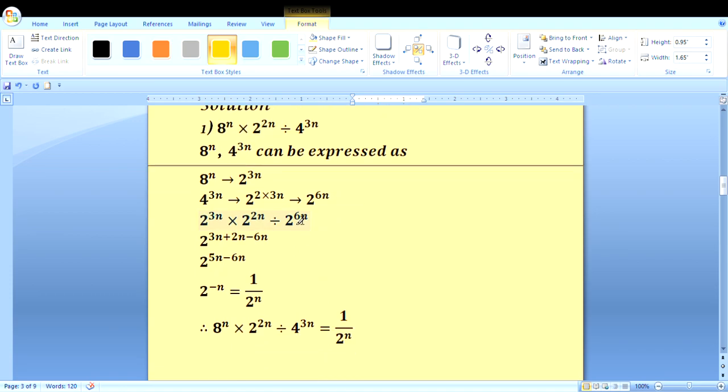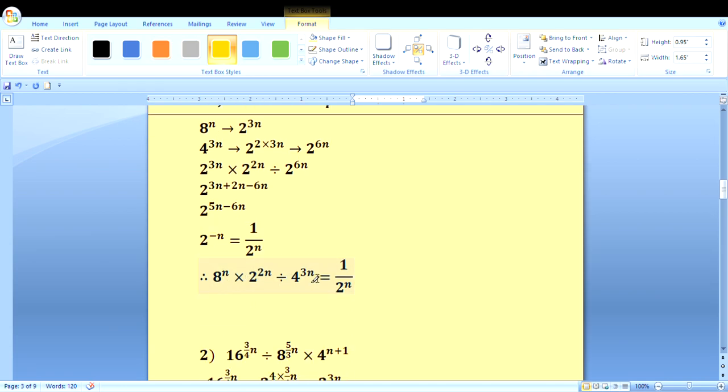Here we see that all the bases are now the same. So since the bases are the same, we can adopt the common laws and put them into operation. So this becomes 2 raised to the power 3n plus 2n minus 6n. Multiplication is plus, and division is minus. So 3n plus 2n gives 5n, minus 6n gives minus n. So it becomes 2 raised to the power minus n. And remember that from one of the laws of indices, this is also written as 1 divided by 2 raised to the power n. So the whole expression is equal to 1 divided by 2 raised to the power n.